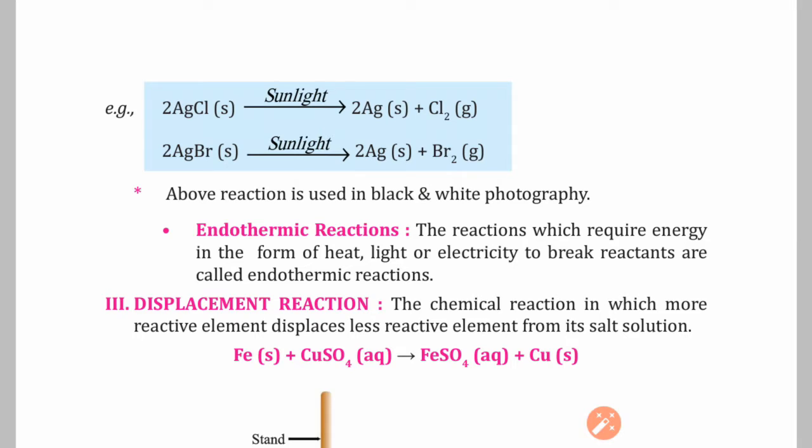That's why these salts are always kept in brown color bottles and never in colorless bottles. Silver salts are always kept in dark brown color bottles. Endothermic reactions, the reactions which require energy in the form of heat, light or electricity to break the reactants, are called endothermic reactions.